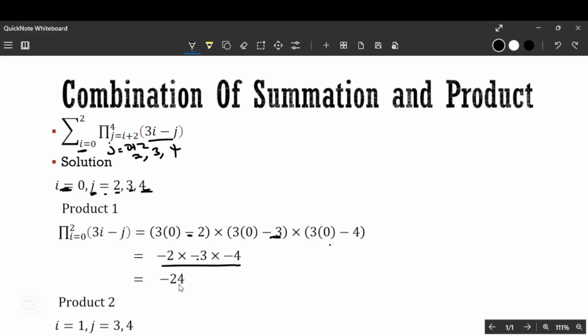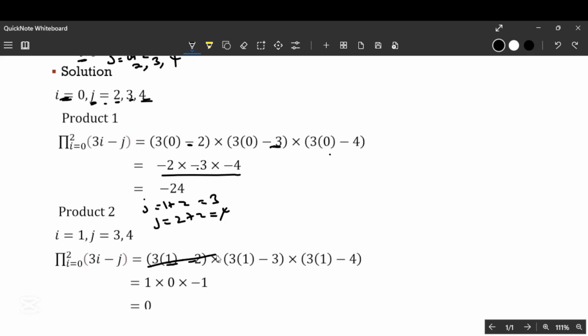For when i equals 1, we are going to have j to be equal to 1 plus 2, which is 3, but j ends at 4. So we are going to have 2 plus 2, which gives us 4. When i equals 1, j is equal to 3 and 4. So substituting this, we are going to have 3 times 1 minus 3, then times 3 times 1 minus 4.